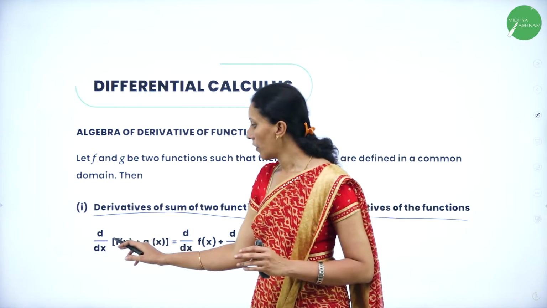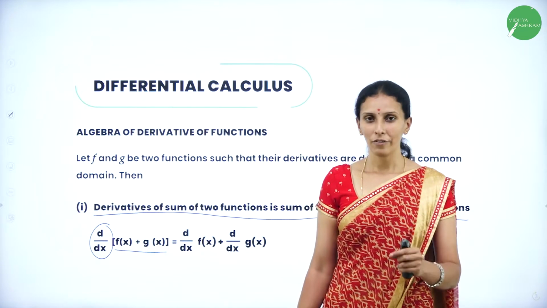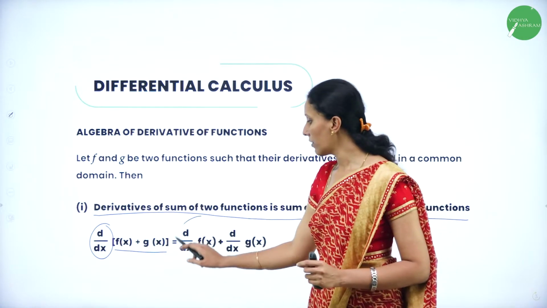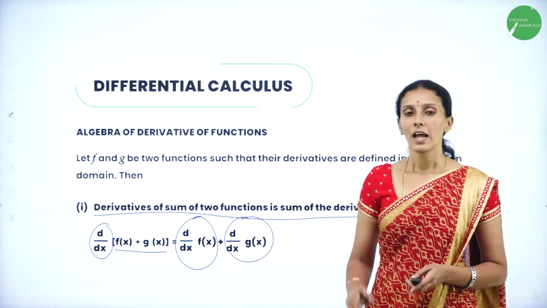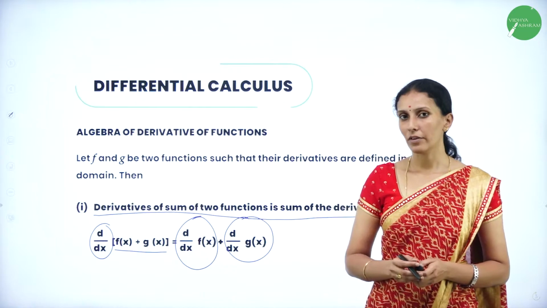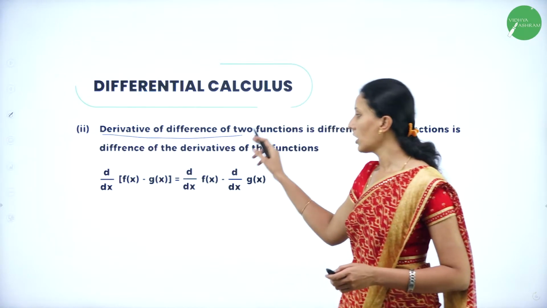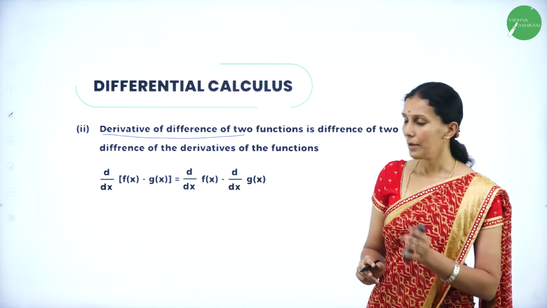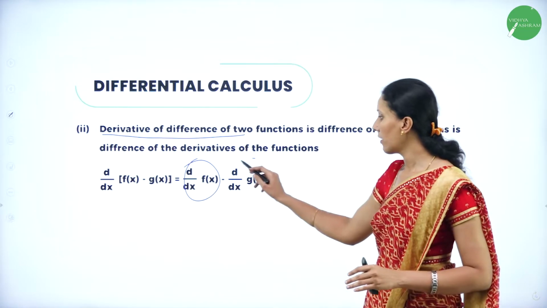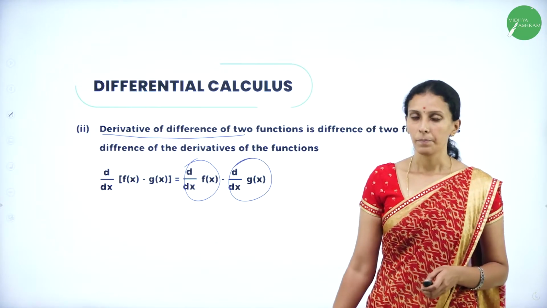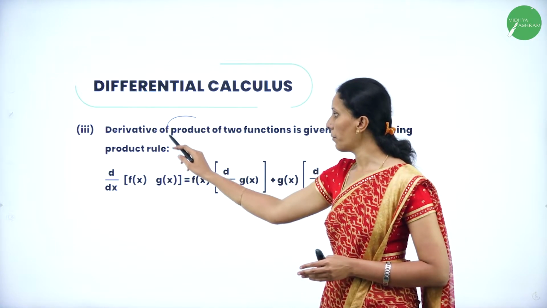That is, when you are going to derive two functions in the form of f of x plus g of x, derive them separately. Apply the derivative for the first function separately and apply the derivative for the second function separately. Similarly, when you are deriving in the form of difference, the same concept: derive the first function separately minus derive the second function separately. The next one is the derivative of two functions when they are in the product form.